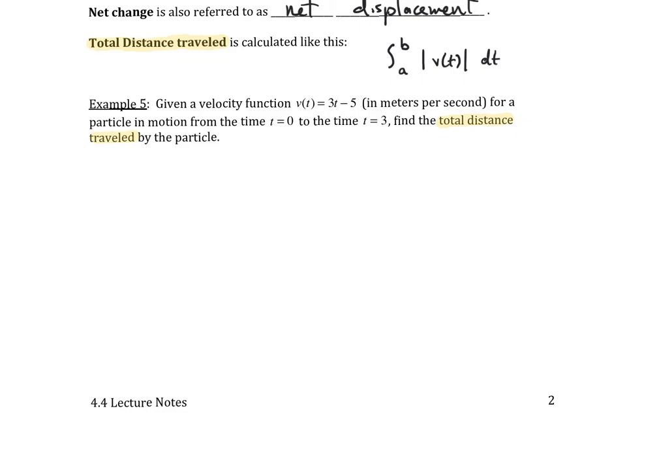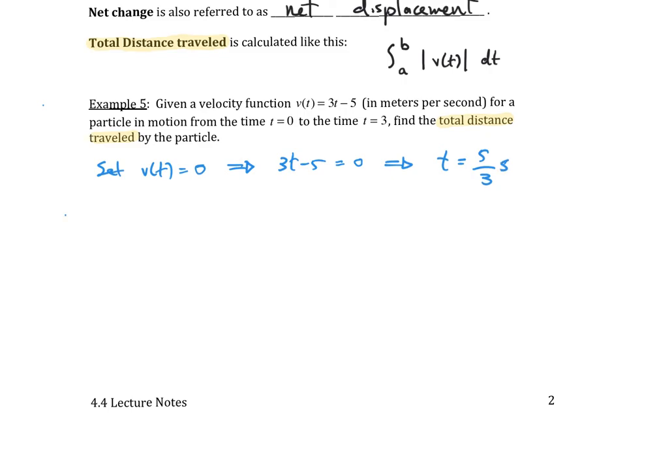So the first thing that we should do is figure out where this velocity function is equal to 0. So we're going to set the velocity function v of t equal to 0, and that means we're going to set 3t minus 5 equal to 0. And solving for t, we're going to get t is equal to 5 over 3 seconds.